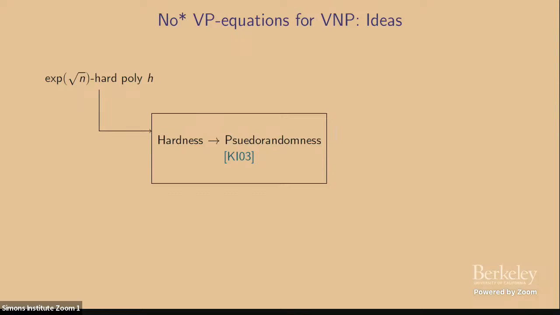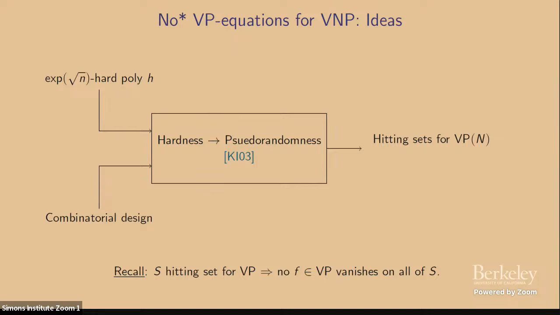It needs two things. One, you need, let's say, an exponentially hard polynomial, and you need some combinatorial design. You plug these two things into this machinery, and it gives you a hitting set for VP. Notice that the parameters have been set such that, if the hardness is exponential in this little n, then the hitting sets are for polynomials of degree poly in 2 to the n. And the definition of hitting set is there. Okay.